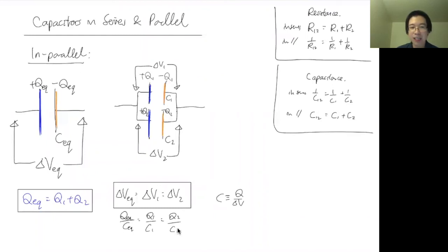And what we can learn out of this is CEQ delta VEQ, right? Plugging in the definition, it is C1 delta V1 plus C2 delta V2. Okay. All right. In fact, this can be simplified because actually all of these potential differences are the same. So I can divide them out on both sides, and I get this equation.